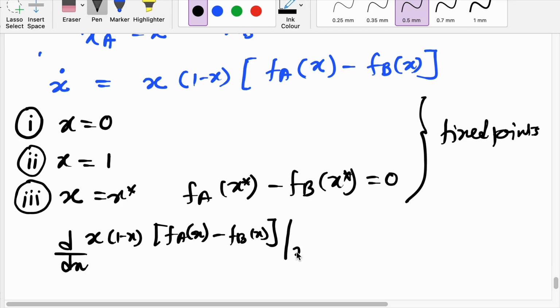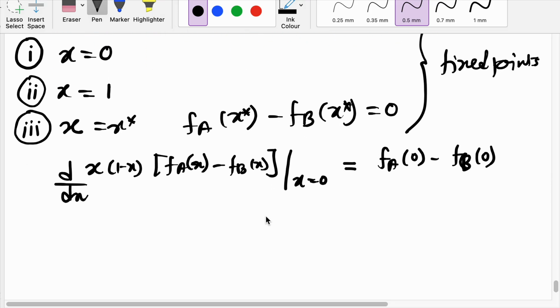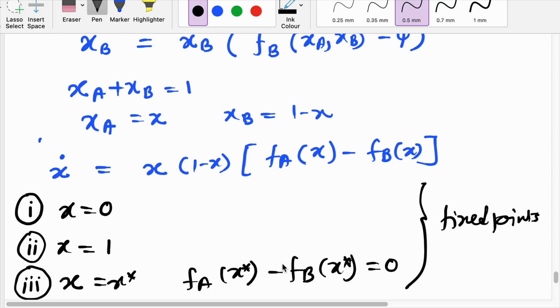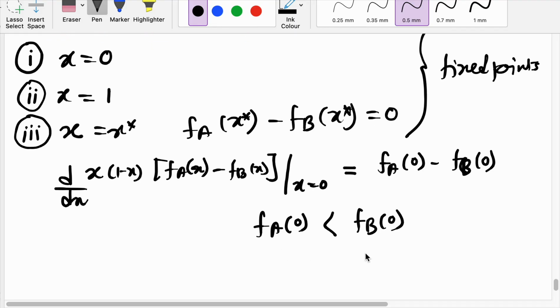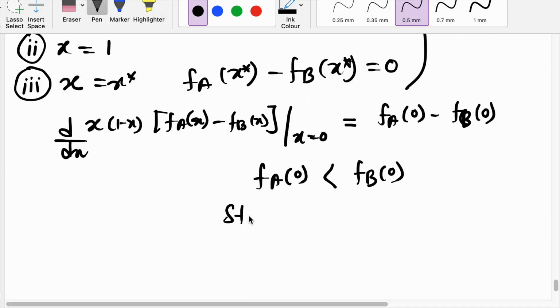So if I check at x equal to 0, you will find that this will become fA(0) - fB(0). So that means if fA(0) is less than fB(0), meaning the fitness of A at point 0 is less than the fitness of B at point 0, then x equal to 0 is a stable fixed point.